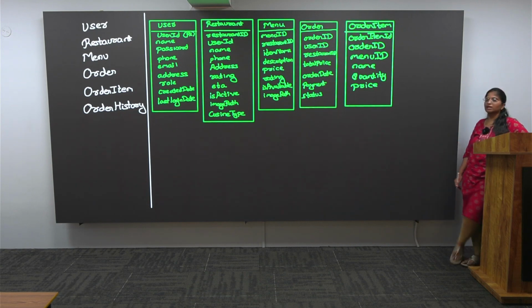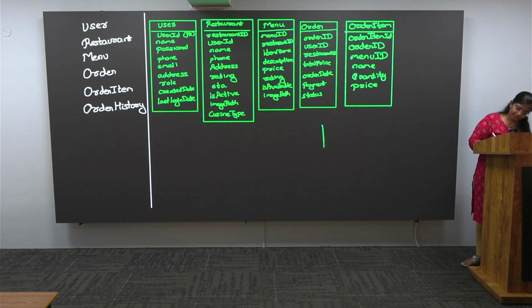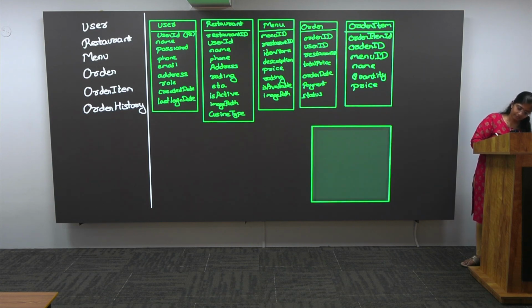Anything else? Okay, this is something which we will be designing for order item. The last one that you have is order history. So let's have this order history table.